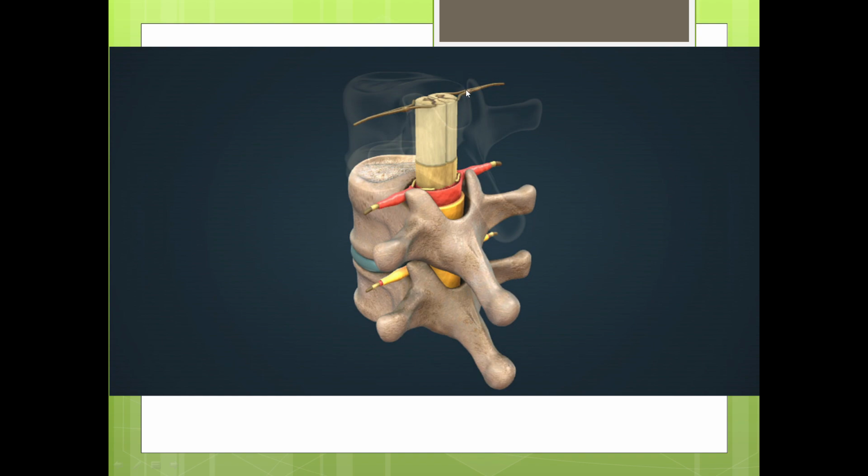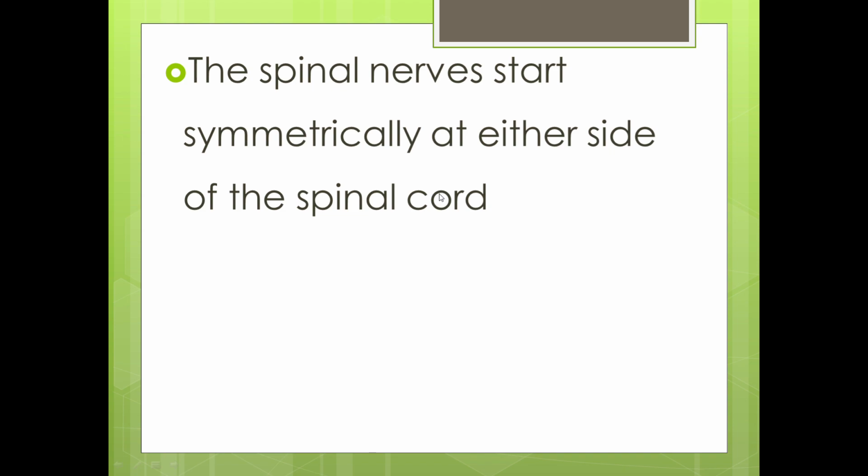One such root is known as the ventral root, toward the front side of the body. And the other root is known as the dorsal root. Ventral root and dorsal root. And this one is also connected to the spinal cord by two roots, the ventral root and the dorsal root. All the spinal nerves are connected to the spinal cord in that manner. The spinal nerves start symmetrically at either side of the spinal cord.